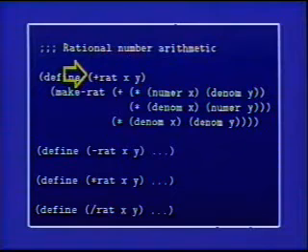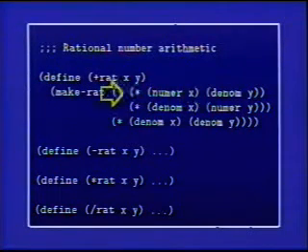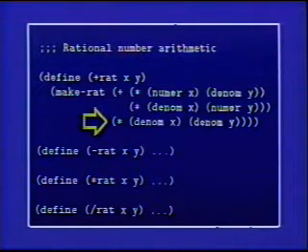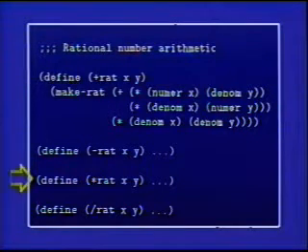To add two rational numbers, you remember there was this formula. You make a rational number whose numerator is the numerator of the first times the denominator of the second, plus the denominator of the first times the numerator of the second, and whose denominator is the product of the denominators, and minus rat, and star rat, and slash rat. Right? And this is exactly the rational number package that we made before. We're ignoring the GCD problem, but let's not worry about that.